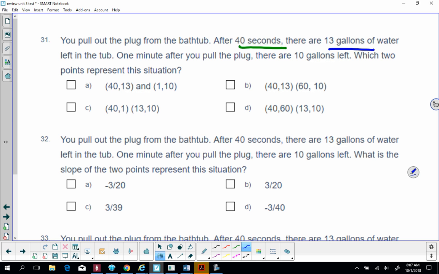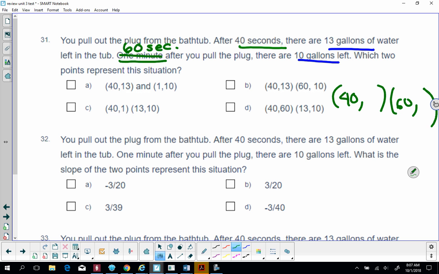After 1 minute, now see how they're in different units? How many seconds is 1 minute? 60. So automatically I'm going to write 60 seconds because I know they're going to try to trick me. After 60 seconds, there's 10 gallons left. And so you would label it 40, 13, 60, 10. So your Y's stand for gallons, your X's stand for seconds, and so you know the answer would be this one right here.